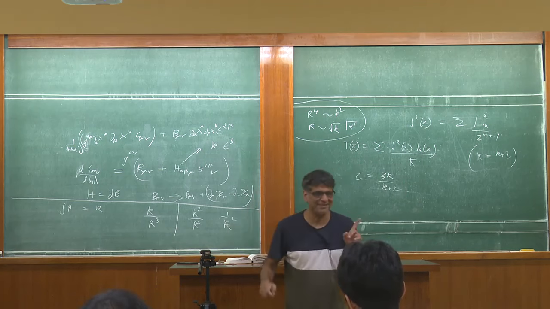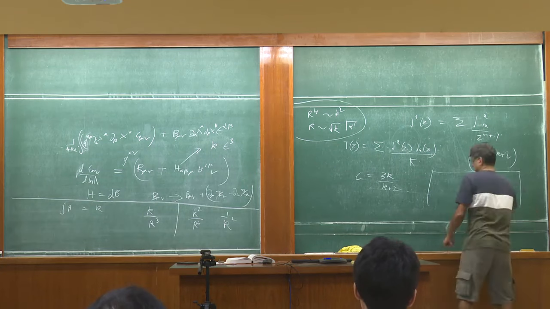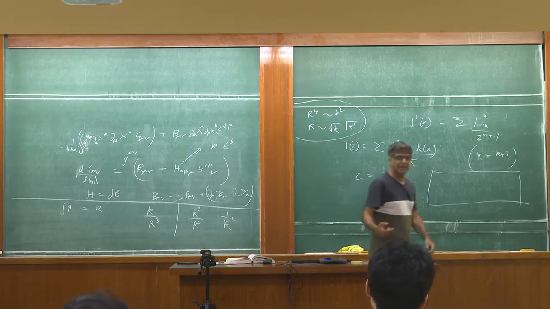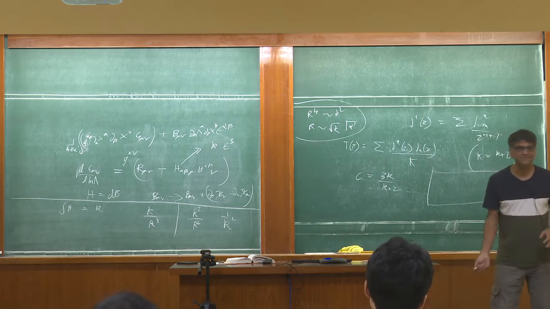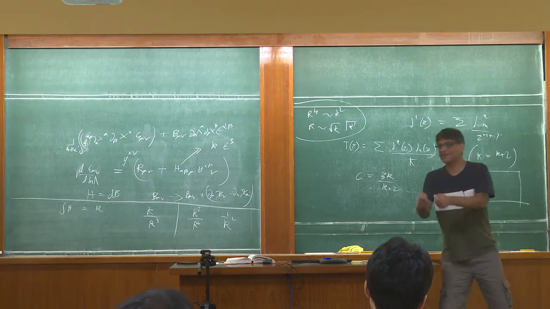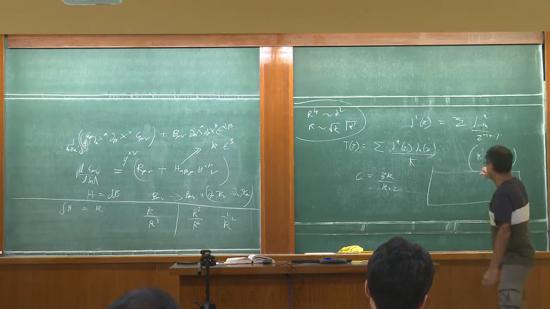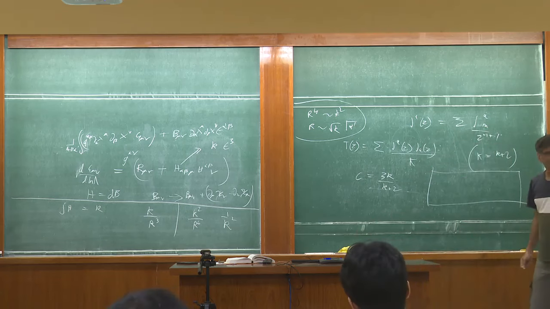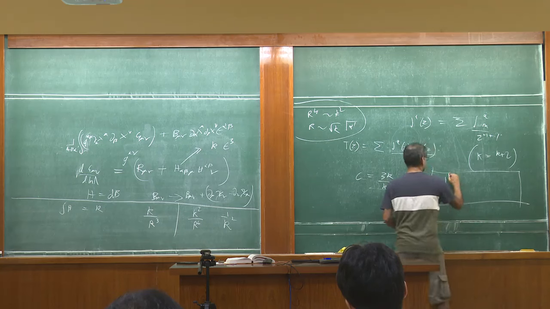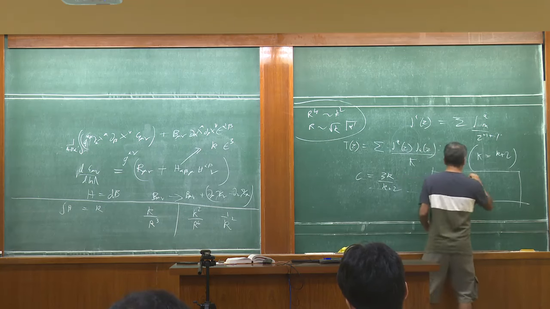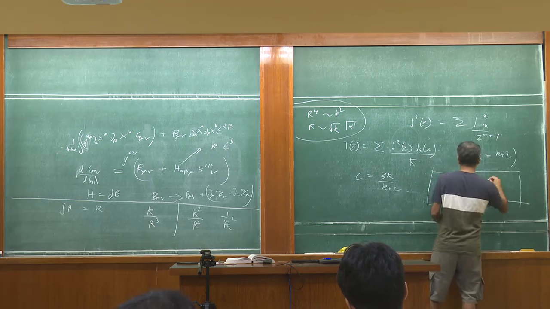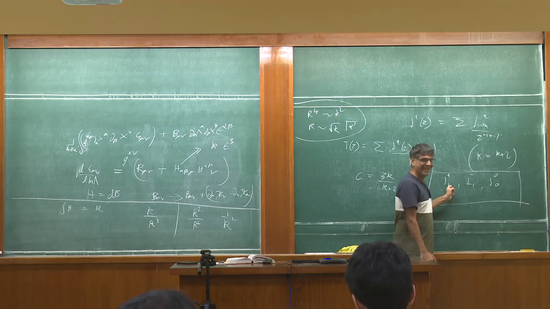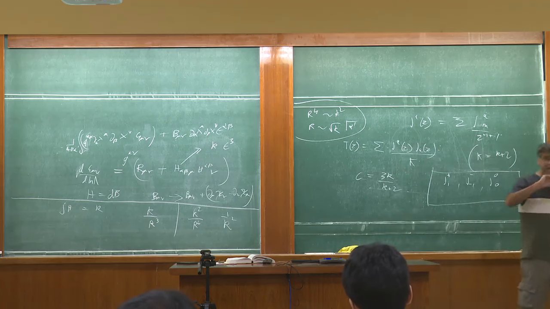And I'll just remind you, because we're looking at SU2 for the moment, there are two kinds of indices. There's a which-generator index, and there is a what-level index, this M index. And we looked at J plus, J minus, and J 0, and we explained that this itself formed an SU2 algebra.